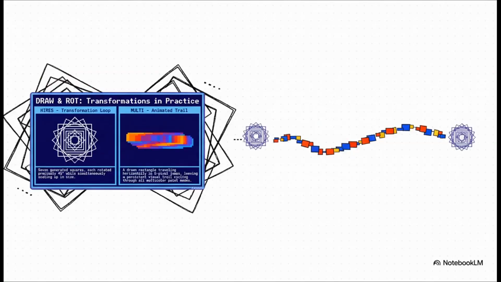And the results you could get were just incredible. On the left, you see a transformation loop where a square is drawn over and over, each time rotated 45 degrees and scaled up. And on the right, a custom rectangle travels across the screen, leaving behind this vibrant, animated trail of color. This was true geometric magic.